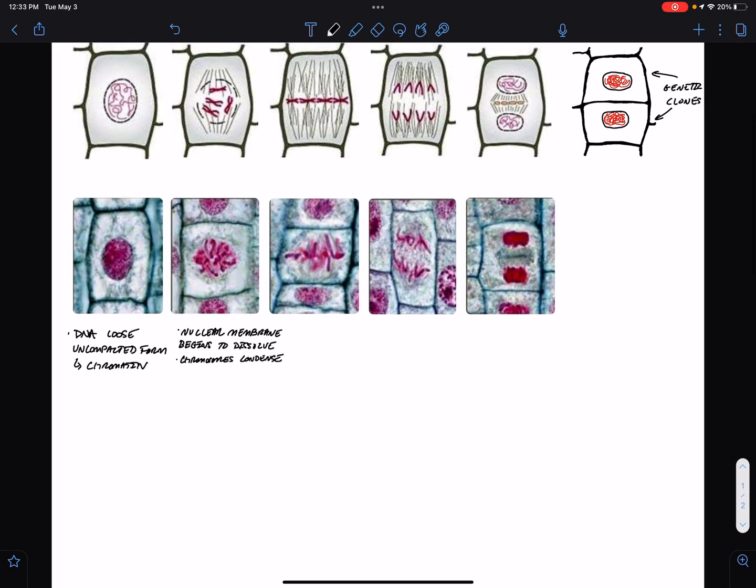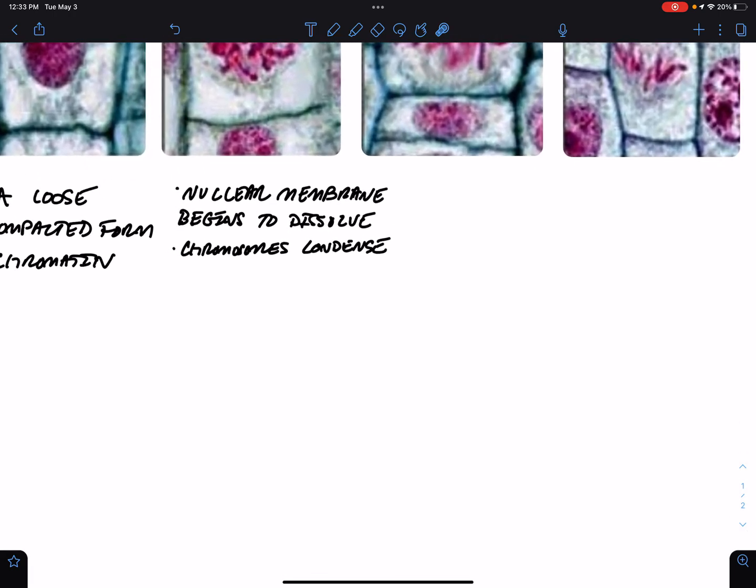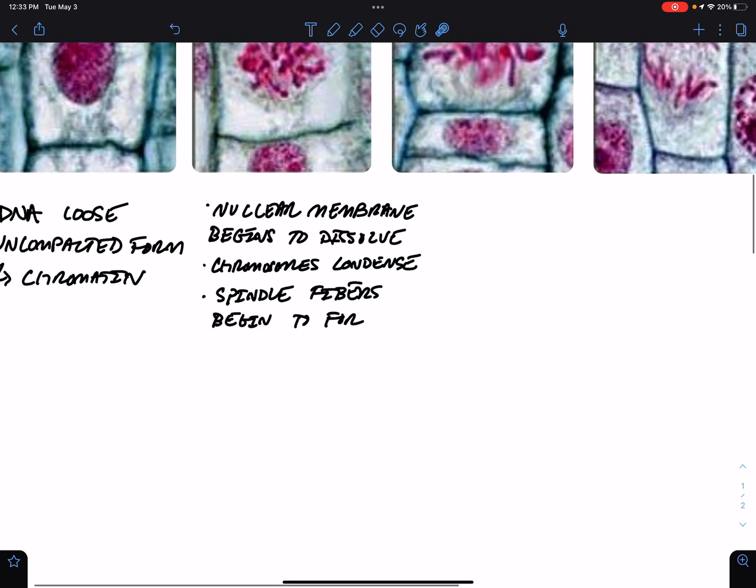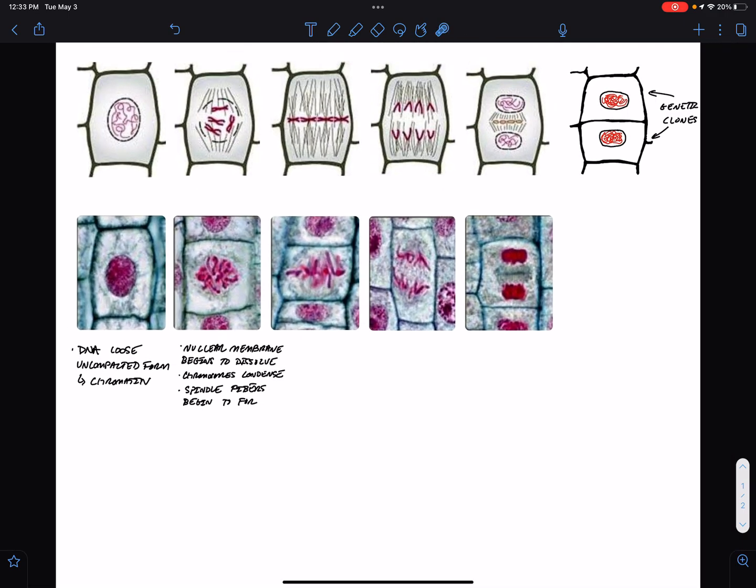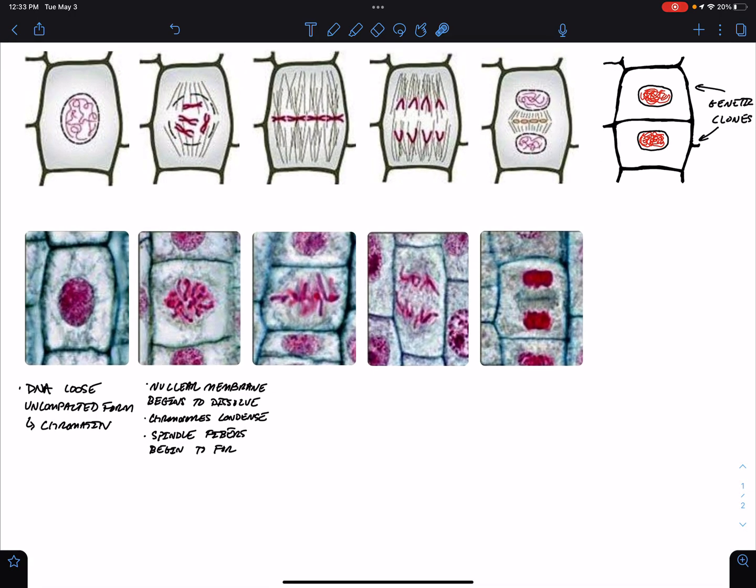And the last piece that you'll notice here is that this structure, which looks like little strings inside of the cell, this is called the spindle fiber. And the spindle fibers begin to form. The spindle fibers are pieces of the cytoskeleton. They're actually microtubules. We talked about them briefly at the beginning of the year, and they're going to be responsible for pulling apart the DNA, the chromosomes one from another.